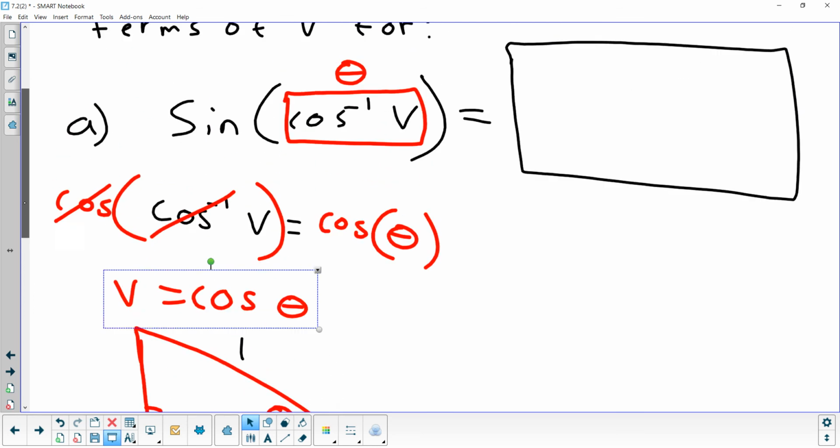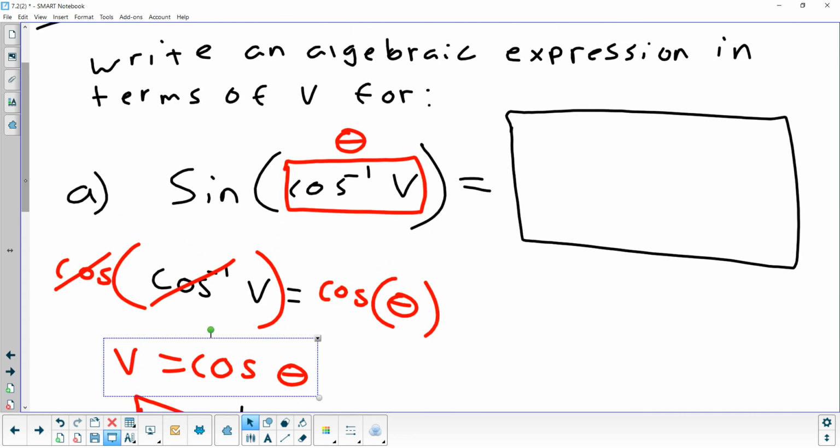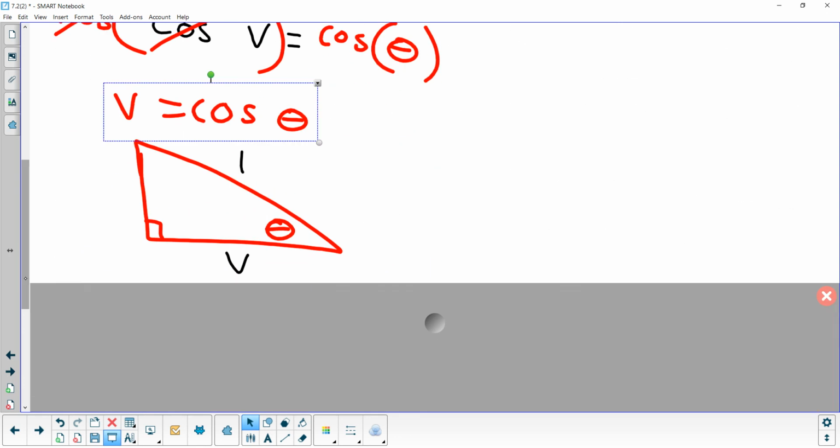Now let's go back up. What they really want to know in this problem is the sine of theta. Well, here's theta. What's the definition of sine? Yep, Matt? Opposite over hypotenuse. Well, the problem is I don't know opposite right now, but I do know the other two sides. So how can I figure out the opposite?